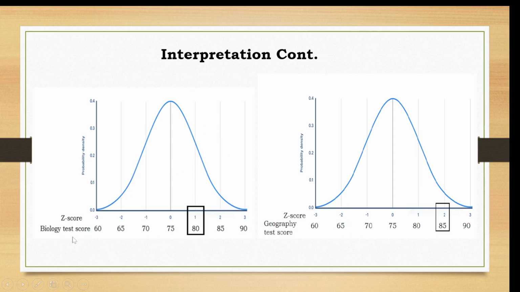In the first case of the biology test, the raw score is 1 standard deviation from the mean, whereas for the geography test, the raw score is 2 standard deviations away from the mean. So the farther away from the mean in standard deviations, the better the performance is. That is why, in the case of the geography test, the raw data is 2 standard deviations above the mean.